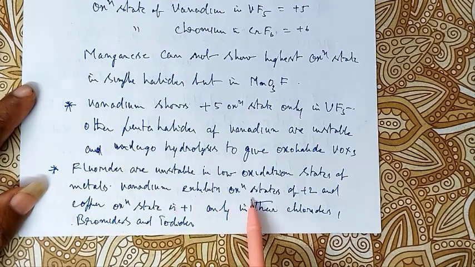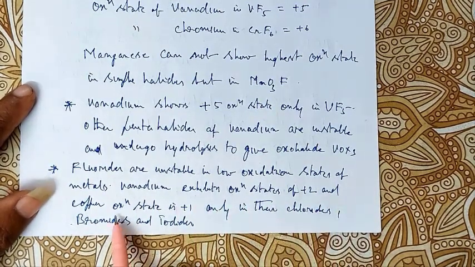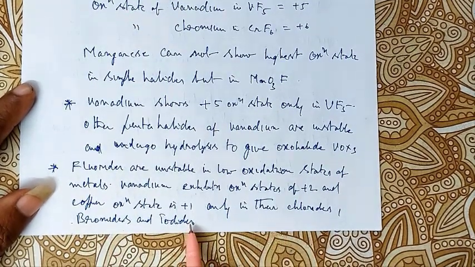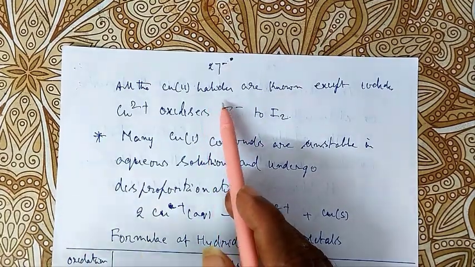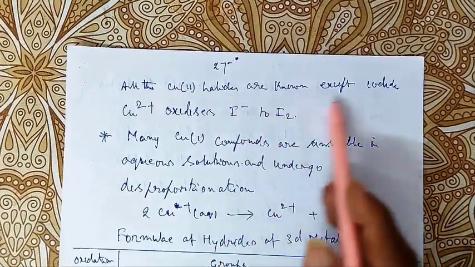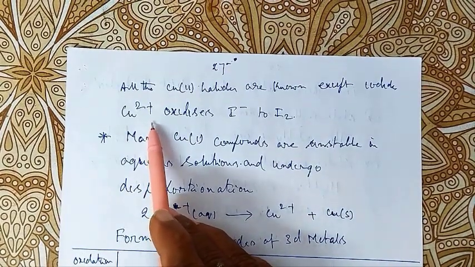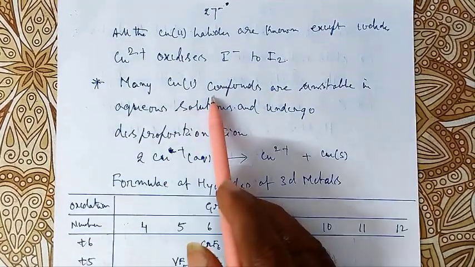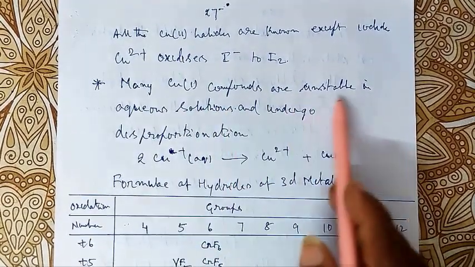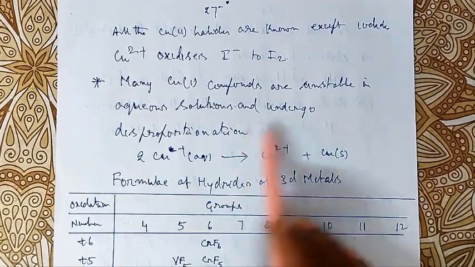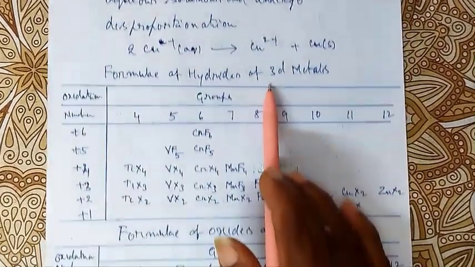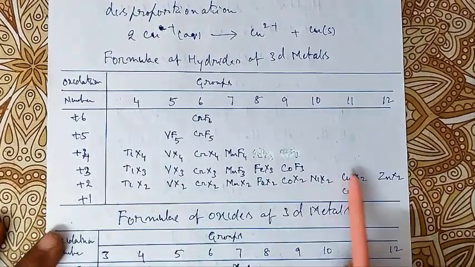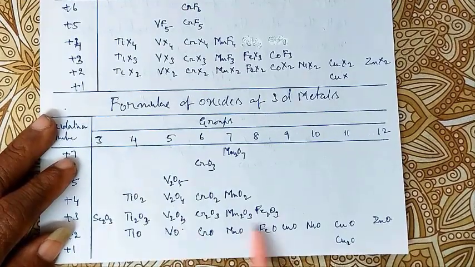Vanadium exhibits an oxidation state of +2 and copper an oxidation state of +1 only in their chlorides, bromides and iodides. All the copper 2+ halides are known except copper iodide, whereas Cu2+ oxidizes I- to I2. Many Cu+ compounds are unstable in aqueous solutions and undergo disproportionation. So here is the table for halides of the 3d series of metals, and here are the oxides of the 3d series of metals.